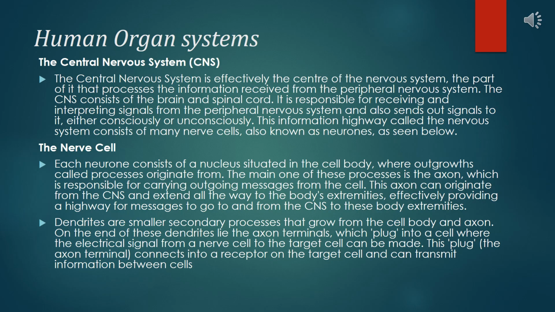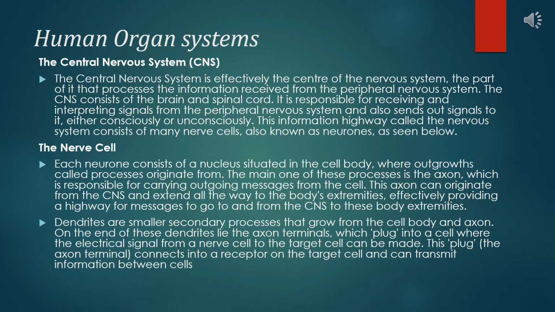The nerve cell. Each neuron consists of a nucleus situated in the cell body, where outgrowths called processes originate from. The main one of these processes is the axon, which is responsible for carrying outgoing messages from the cell. This axon can originate from the CNS and extend all the way to the body's extremities, effectively providing a highway for messages to go to and from the CNS to these body extremities.